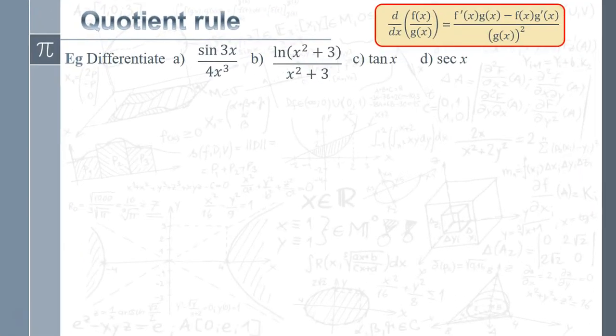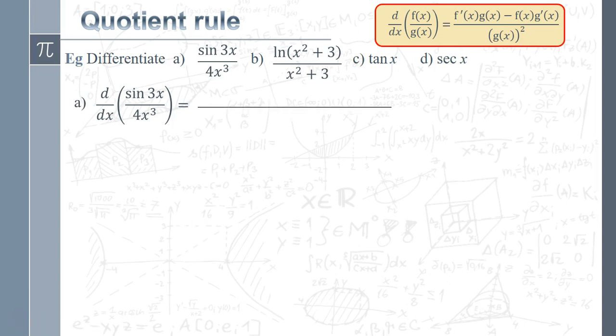So let's have a look at how we'd go about using it. So here's our first one. We've got d dx of sine 3x over 4x cubed. So we've got a big division. What we've got to do is differentiate f of x, to differentiate the numerator. So that's going to become 3 cos 3x. And then multiply that by the denominator left alone, so that's the 4x cubed, there it is.